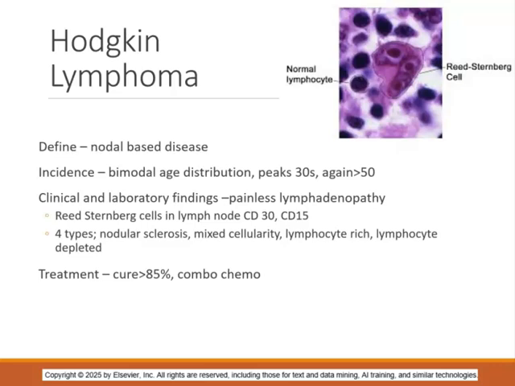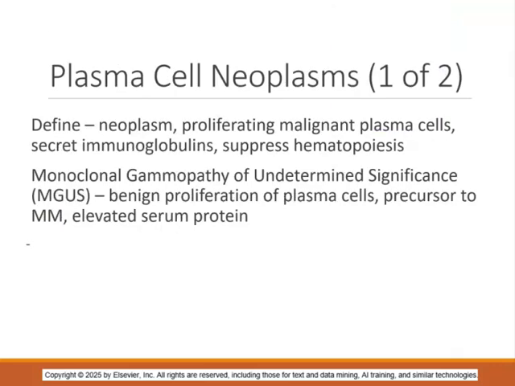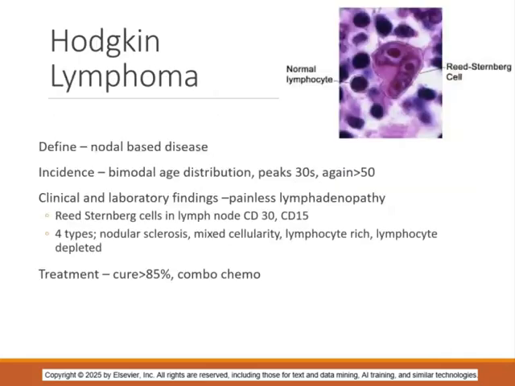But there's 4 different types of Hodgkin lymphoma. There's nodular sclerosis, mixed cellularity, lymphocyte rich, and lymphocyte depleted. It depends on what you see, but this is more of a pathology because we don't see it in the blood really. The treatment is an 85% cure rate and it's combination chemotherapy again.